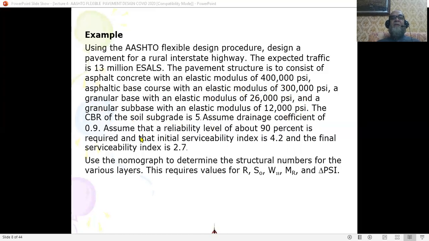Assume a drainage coefficient of 0.9. Assume that a reliability level of 90% is required, and that the initial serviceability is 4.2 and the final serviceability is 2.67. Use the nomograph to determine the structural numbers for the various layers. This requires values for reliability, standard deviation, W18 meaning ESALs, resilient modulus, and delta PSI.